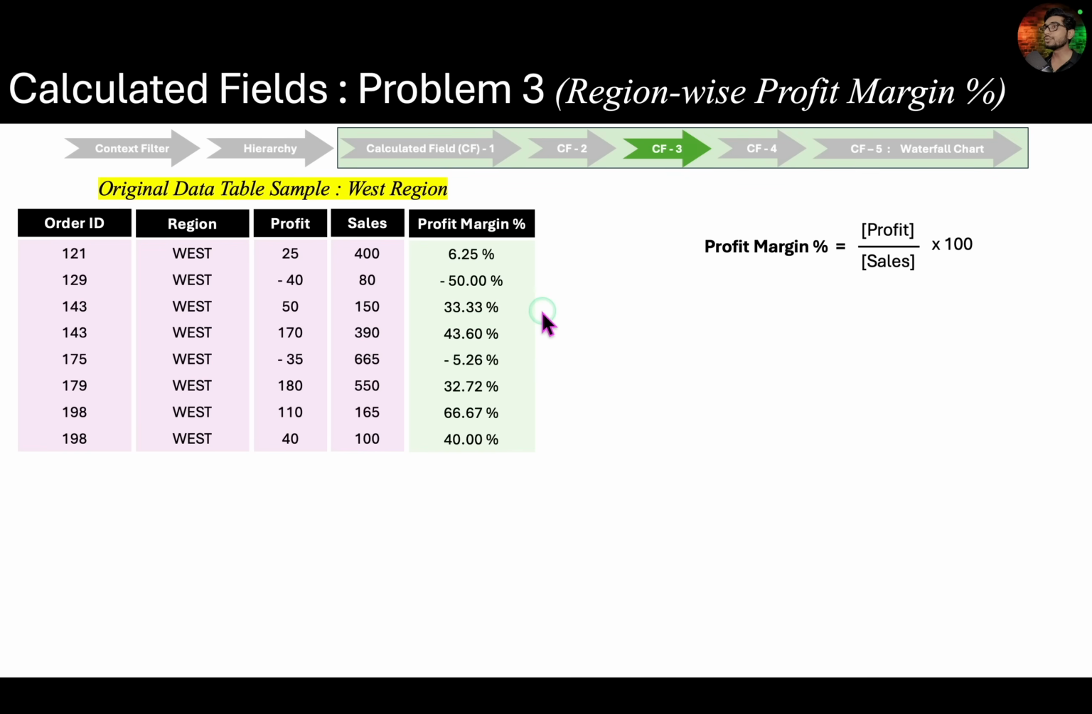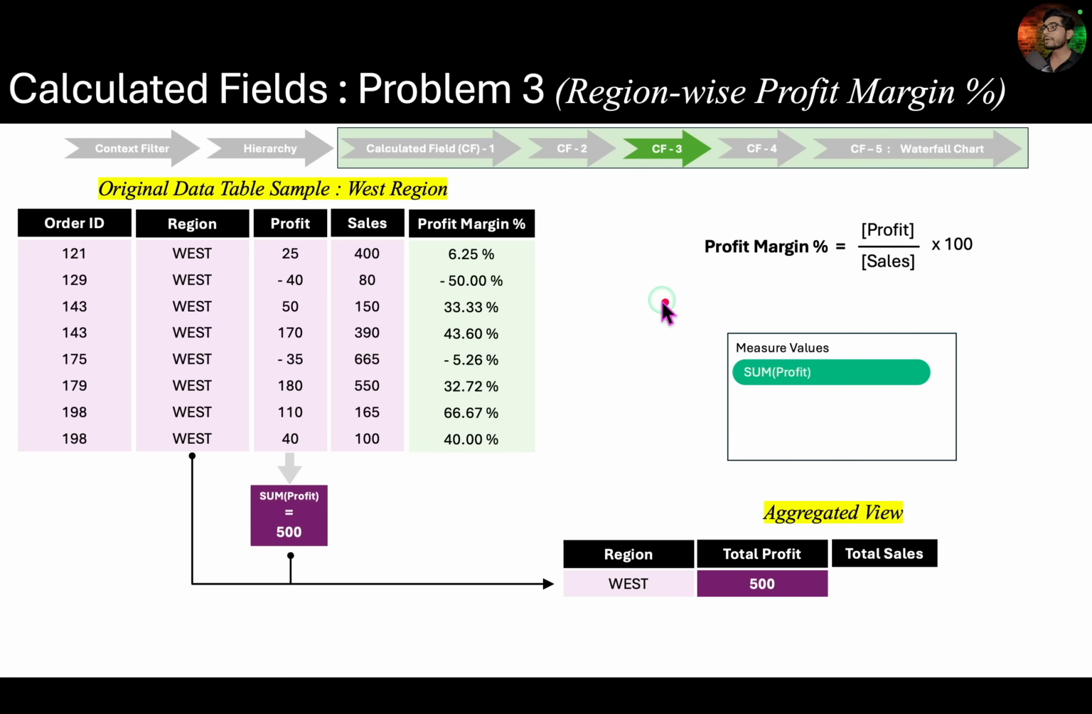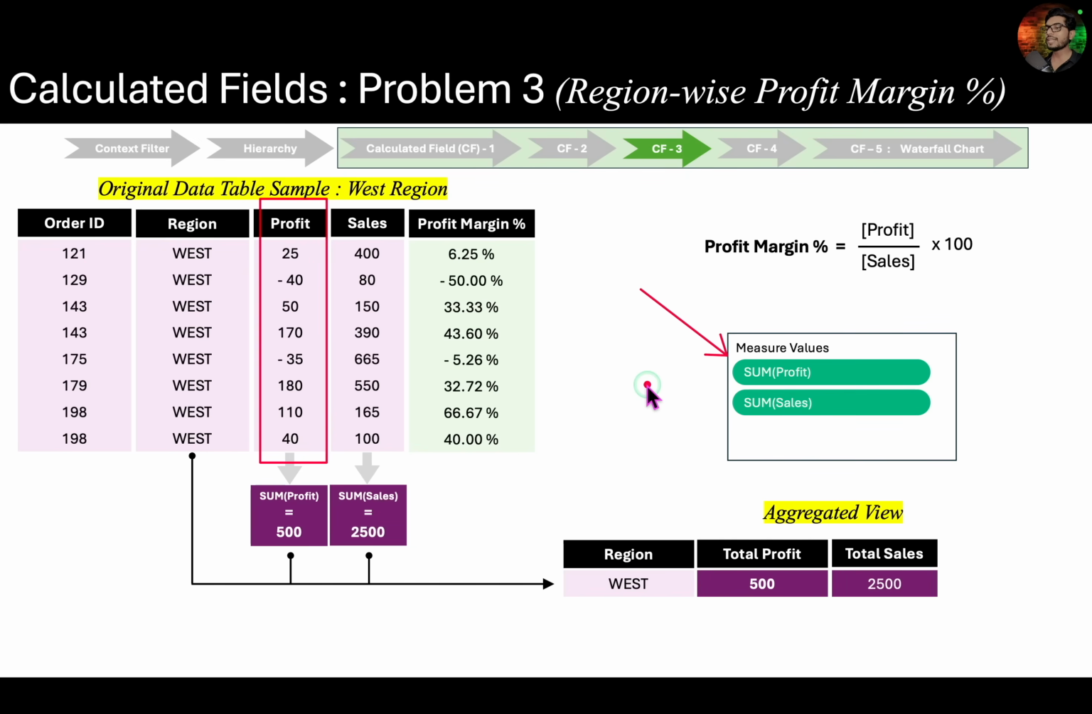First, let me show you how Tableau calculates the total profit and total sales specifically for the West region. So when we drag the profit field onto the text mark on the canvas, Tableau by default adds up all individual profit values. It means it performs a sum aggregation. The same thing happens when you drag the sales field onto the text mark. This time, Tableau sums up all the sales values row-wise, and that's how you get a total profit of $500 and total sales of $2,500 for the West region itself.